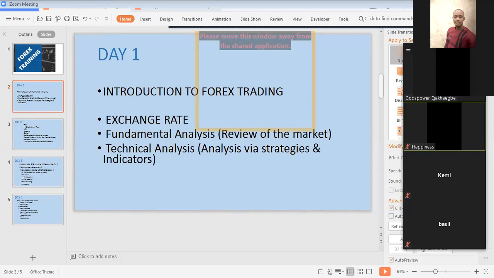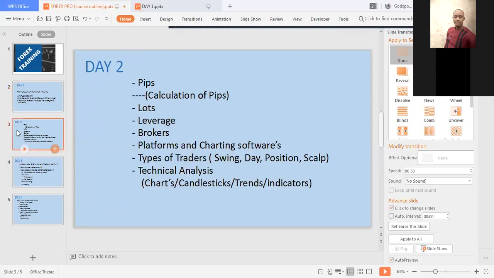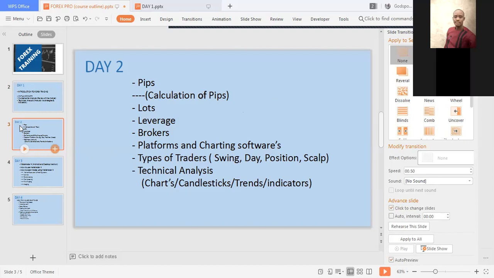Then you'll be wondering, what do we have for day 2? For day 2, we will look into pips, lots, leverage, brokers, platforms and charting softwares, types of traders: swing, day, position, scalp, and technical analysis. Then we'll also look into charts and candlestick patterns. Please, don't miss day 2 for anything, because day 2 is going to be a pure practical class. Are you with me?